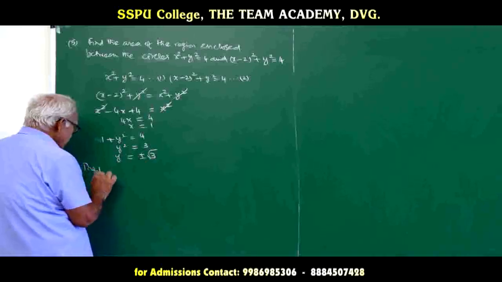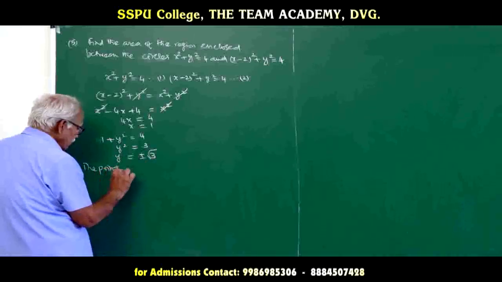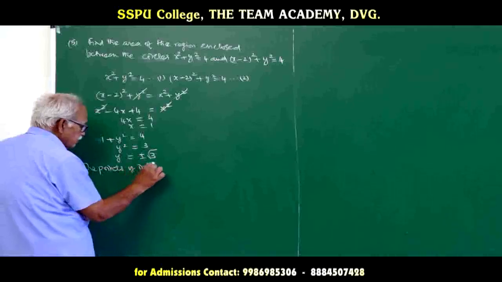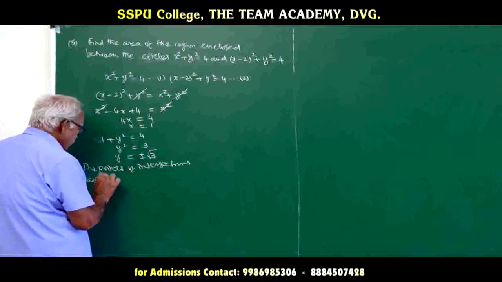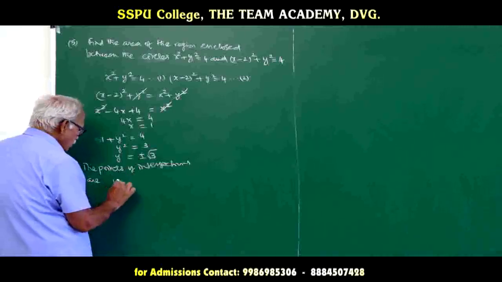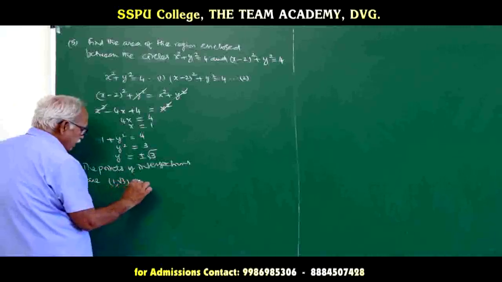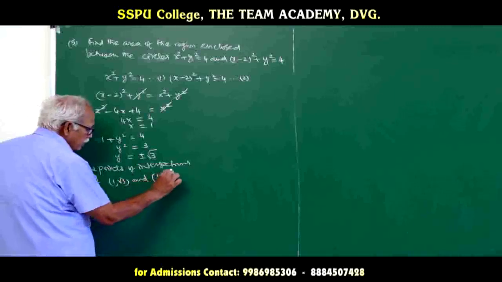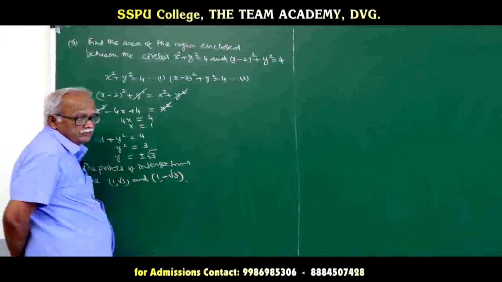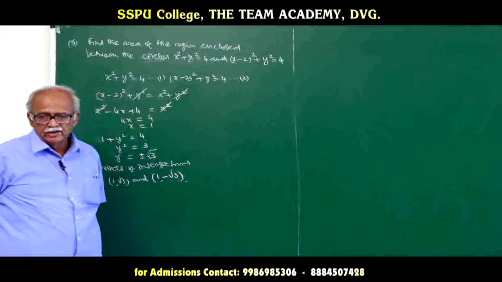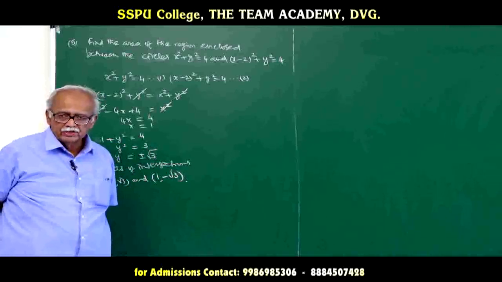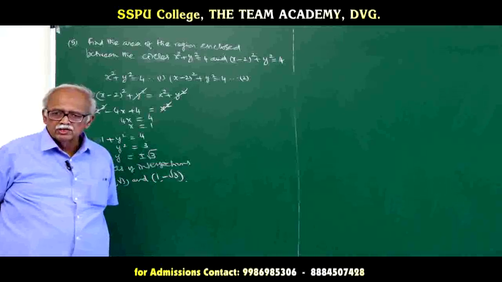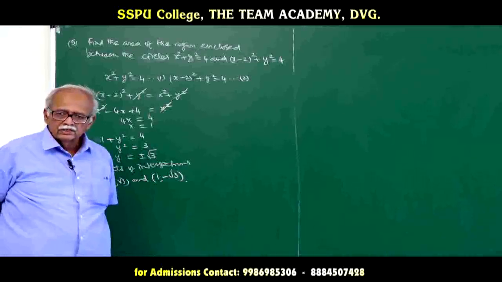So, the points of intersection are 1 comma root 3 and 1 comma minus root 3. Now, we have found out the points of intersection between the 2 circles. Now, we can do the graph of the circles.